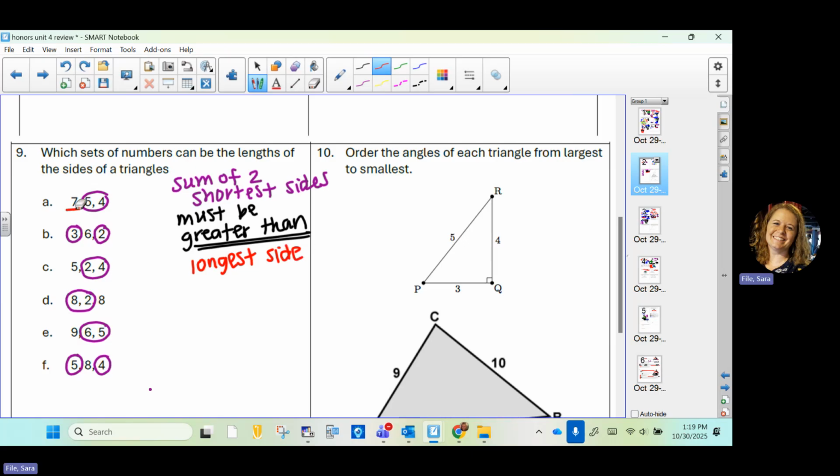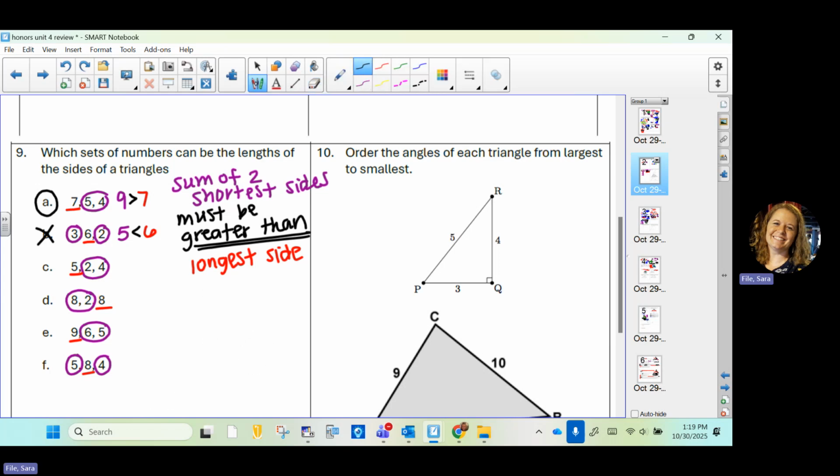So I'm going to underline the longest side in each of these. When I set up the inequality to check this, 5 plus 4 is 9. How does 9 compare to 7? It is greater than. That's what we wanted. So yes, that can form a triangle. So in B, 3 plus 2 is 5. I'm comparing 5 to the longest side, which is 6. 5 is less than 6. So no, that cannot form a triangle.